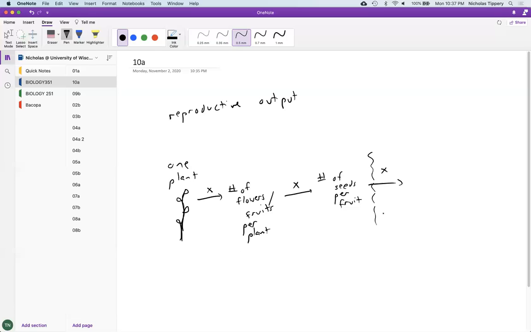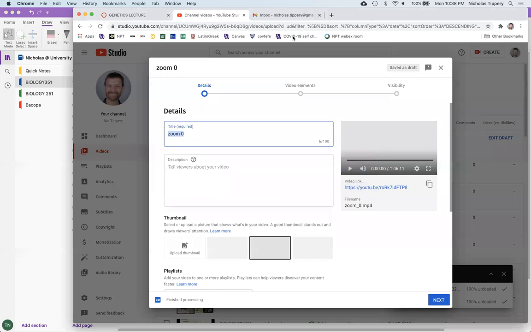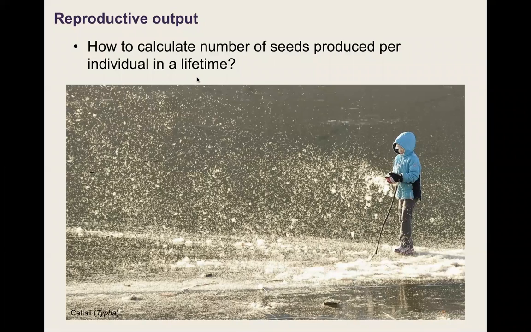And maybe in a different year, number of reproductive bouts or episodes per lifetime. So however long that cattail lives, if it's the same plant alive for 20 years and it makes 4,000 seeds every year, that's pretty substantial output from one plant.